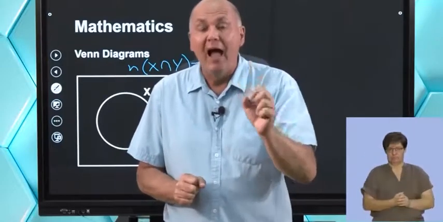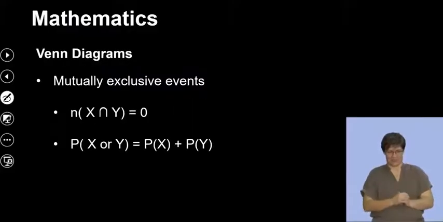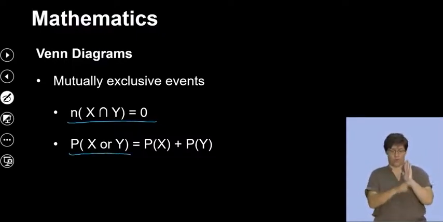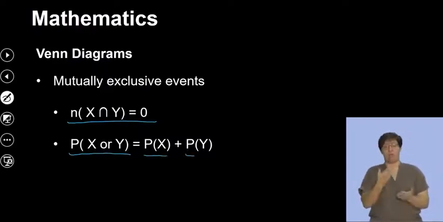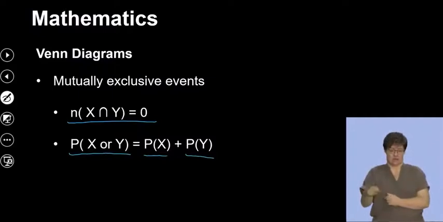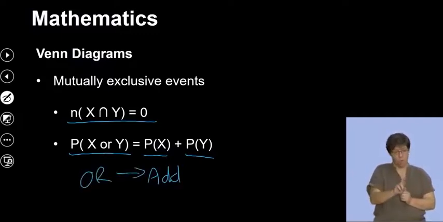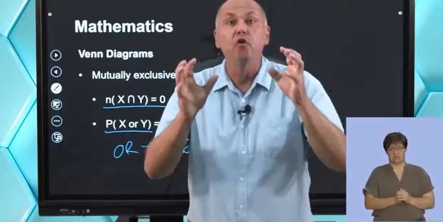Do you remember how we calculate the probability of X or Y when they're mutually exclusive? This is the addition rule, the OR rule, for mutually exclusive events. Well, have a look. We recognize that those events are mutually exclusive because there's no intersection, and we can say the OR rule, X or Y, is simply the probability of X plus the probability of Y. So it's the addition rule. Remember that when we have OR, we add. And that's very important.